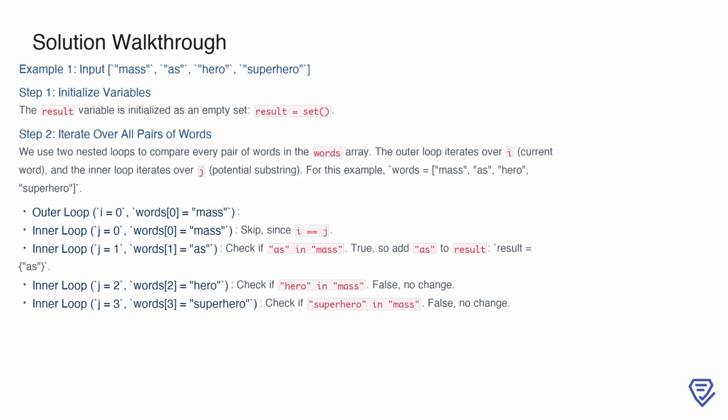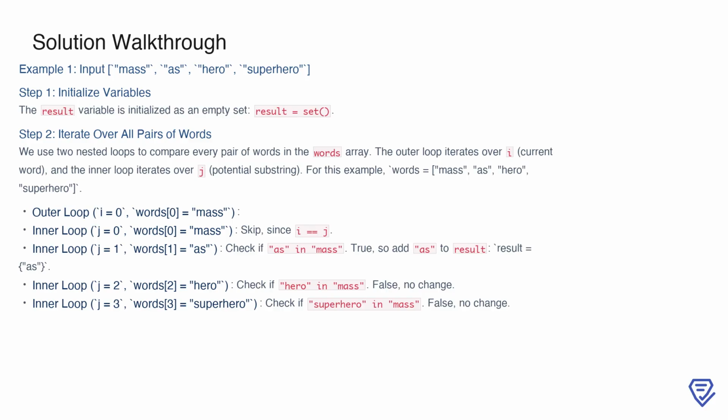To solve this problem, we start by initializing the result variable as an empty set. This will help us store unique substrings as we identify them. Next, we iterate over all pairs of words in the input array using two nested loops. The outer loop focuses on the current word, while the inner loop compares it to every other word in the array. For our first example, the input is mass, as, hero, superhero.